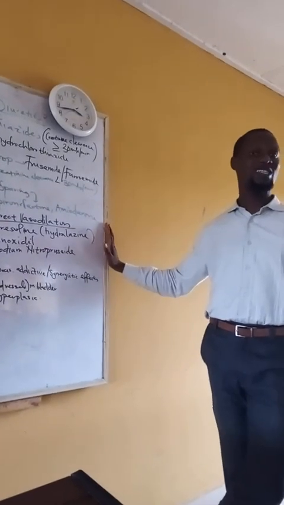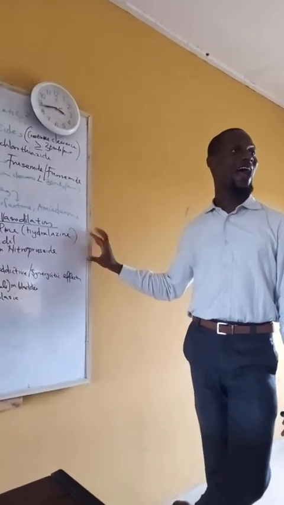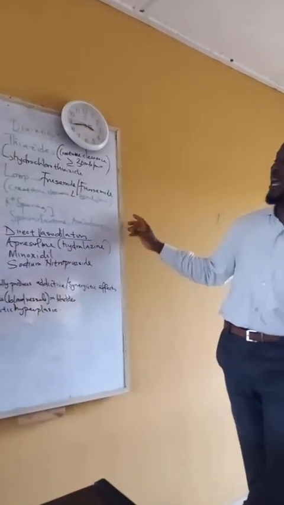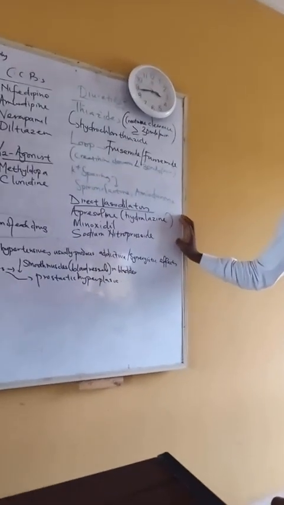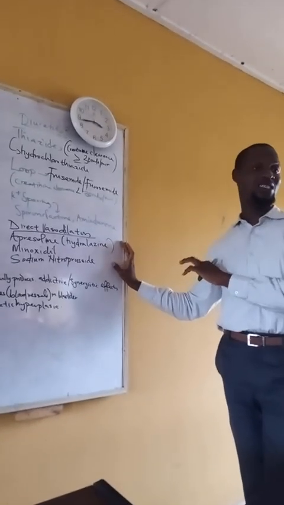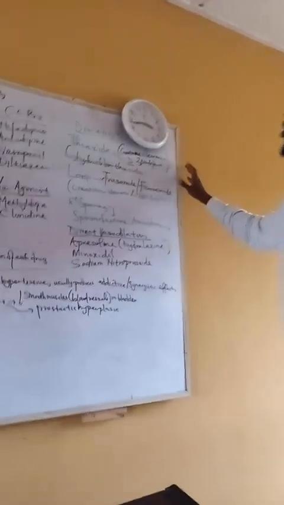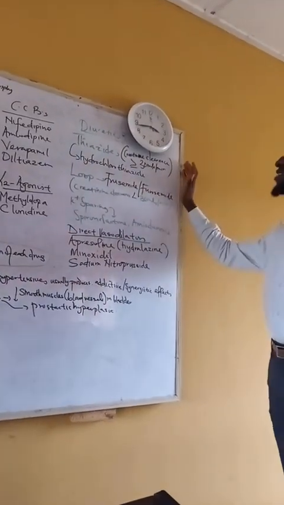This is transient. You only increase this effect by adding maybe a beta blocker or another agent that will block the reflex tachycardia that accompanies this drug class. Okay, coming to the diuretics.